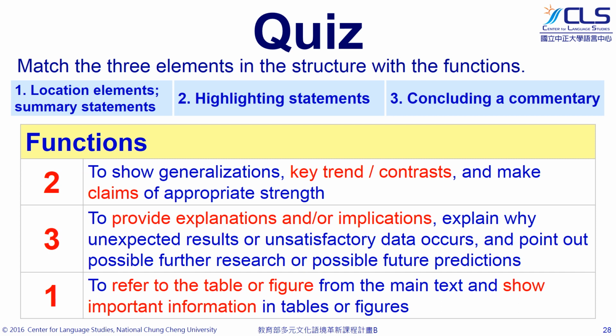Then, highlighting statements are used to show generalizations, key trend or contrasts, and make claims of appropriate strength. Finally, concluding a commentary is used to provide explanations and or implications, to explain why unexpected results or unsatisfactory data occurs, and to point out possible future research or predictions.